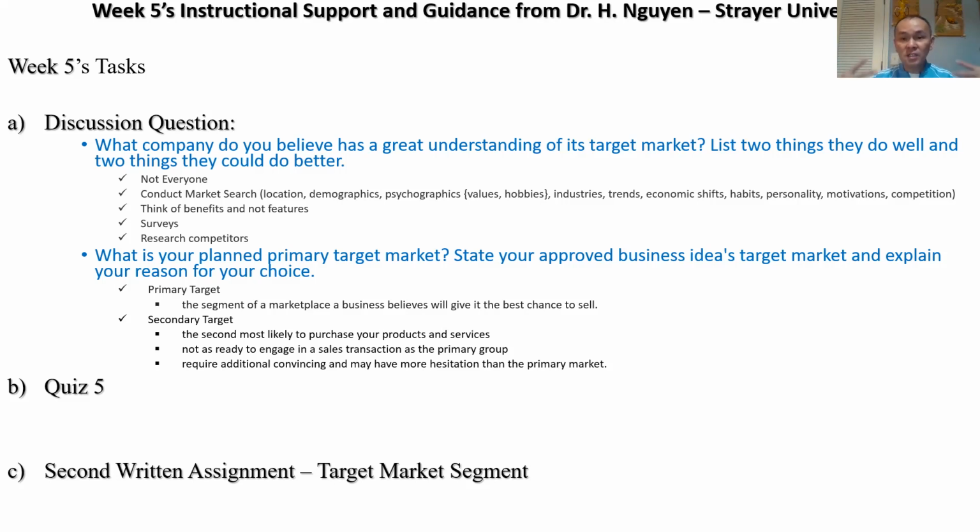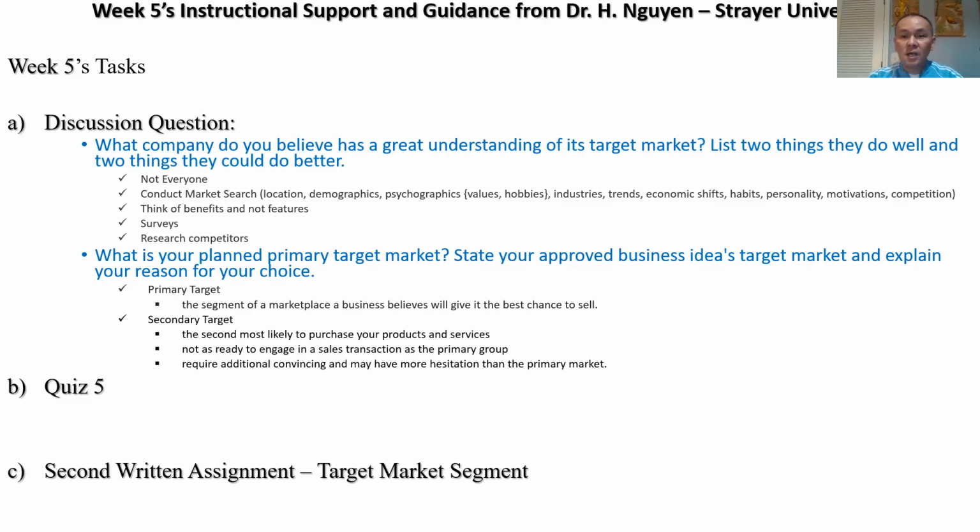So they will be able to see what's going on. They will be able to feel satisfied when they buy the products. Then you have to identify your primary target. So who will be your primary target? Who will be your secondary target? Make sure that you look at the question and specifically address the question.